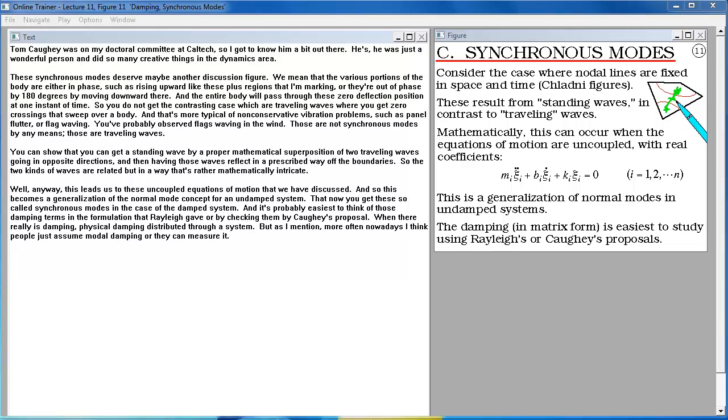Well, anyway, this leads us to these uncoupled equations of motion that we have discussed. And so this becomes a generalization of the normal mode concept for an undamped system, that now you get these so-called synchronous modes in the case of the damped system. And it's probably easiest to think of those damping terms in the formulation that Rayleigh gave, or by checking them by Caughey's proposal, when there really is damping, physical damping distributed through a system. But as I'd mentioned, more often nowadays I think people just assume modal damping, or they can measure it.